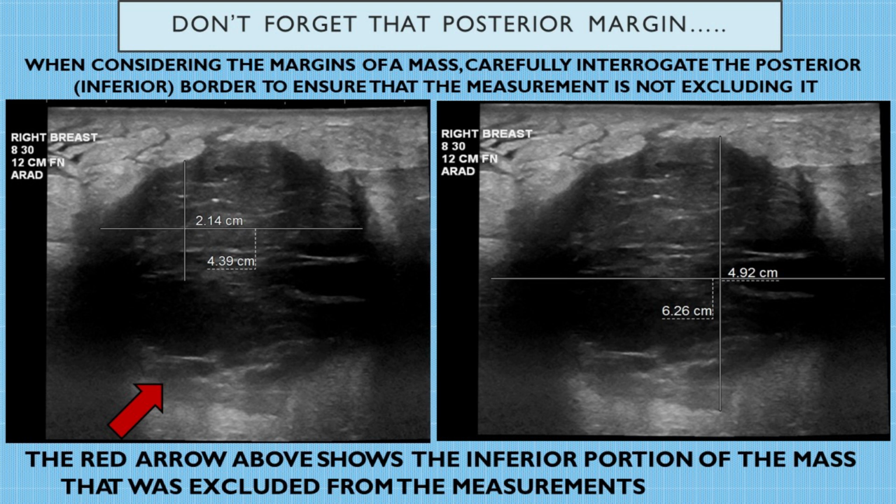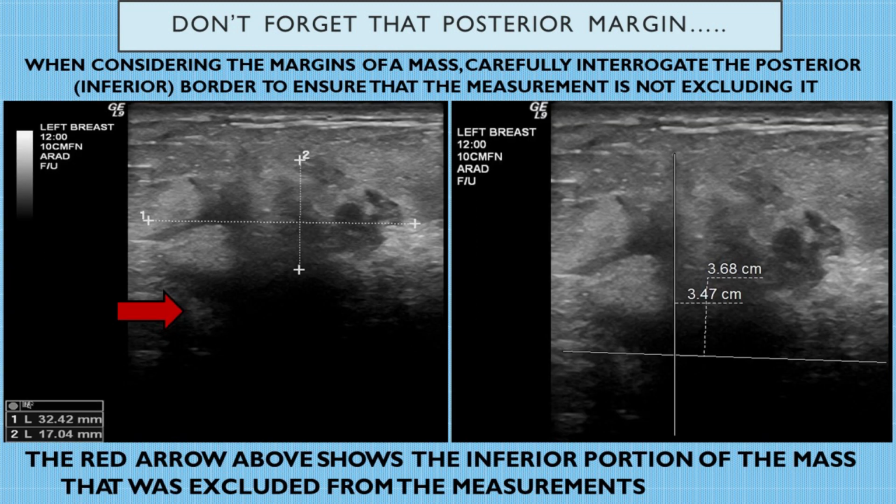Once you can visualize that posterior border, you can go ahead and increase your frequency again to take your images. You can see in these two images, the red arrow is showing that at least half of this mass was not measured. When the true borders of the mass are measured, the mass almost doubles in size. So this is how critical finding that posterior or deep margin of a mass is. Here's another example of a mass that was really underestimated in size. This mass was extremely dense, and the posterior margin of this mass is incredibly hard to visualize.